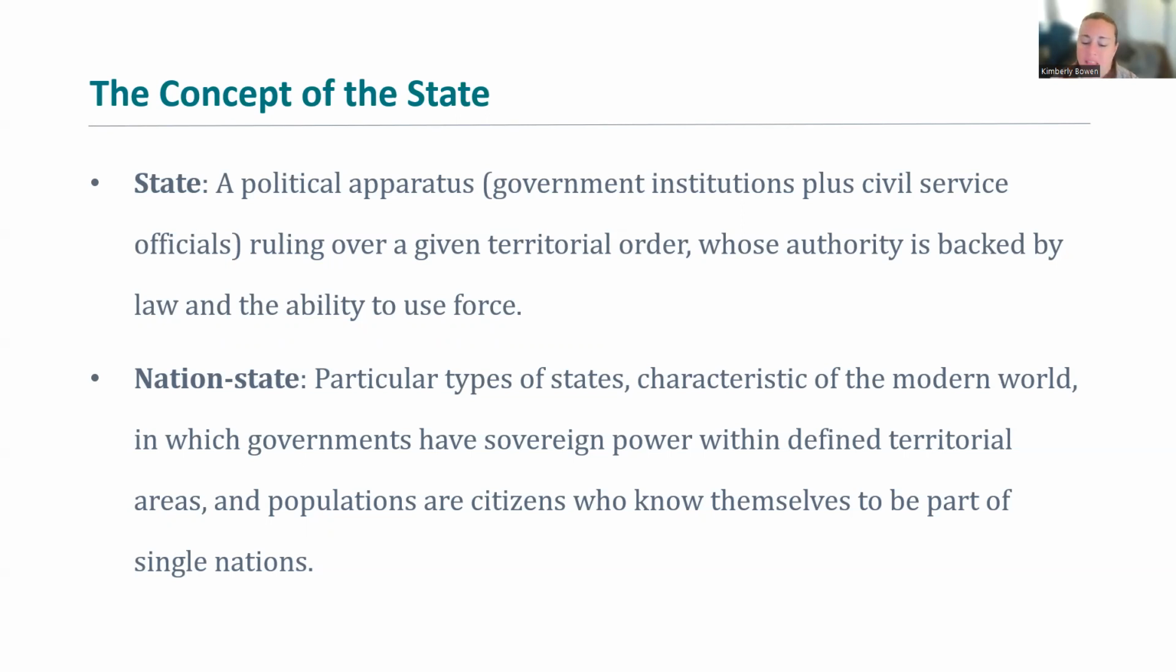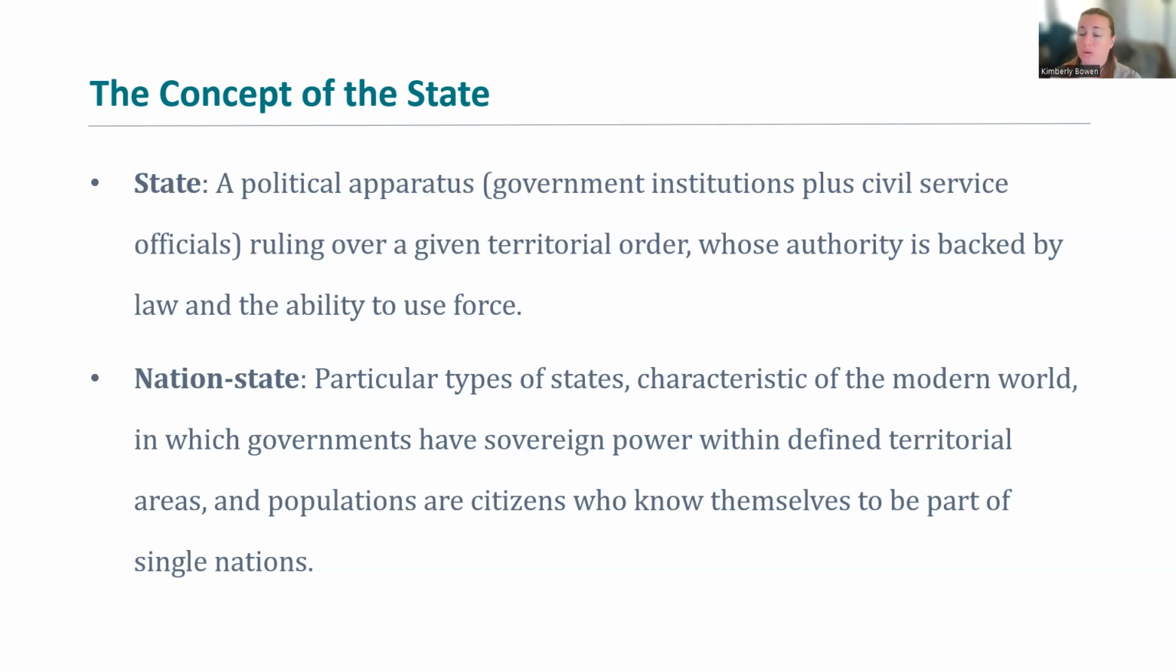But we're talking about state as in also nation states, which are a particular type of state characteristic of the modern world in which governments hold sovereign power within a defined territorial area, and populations are citizens who know themselves to be part of that single nation. So essentially, a nation state is going to be something like the US or something like France or something like West Africa, right? So these are particular geographical borders, right?